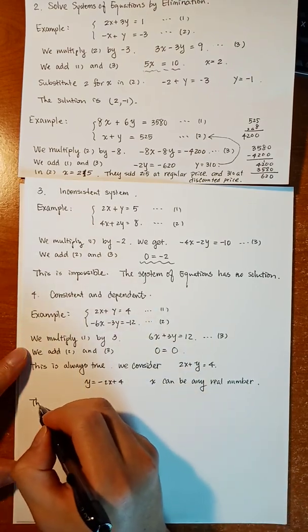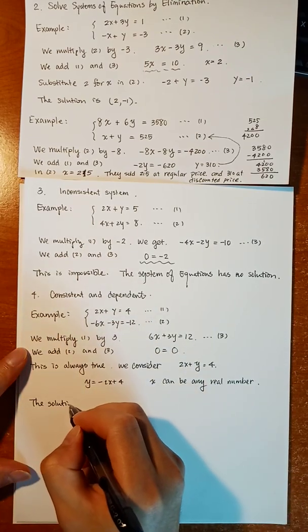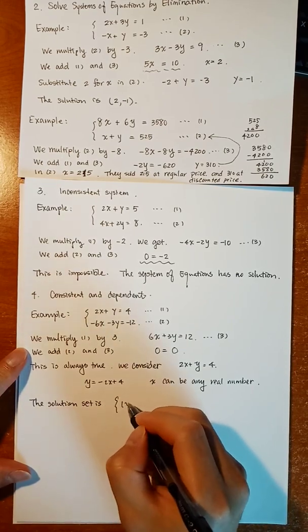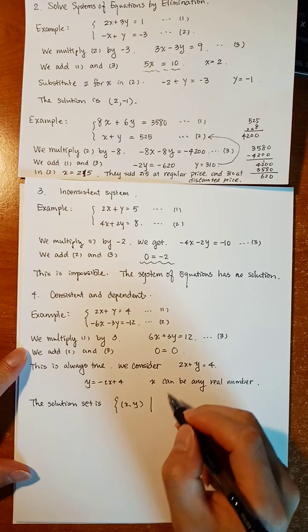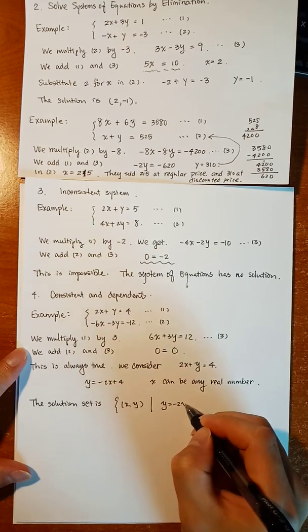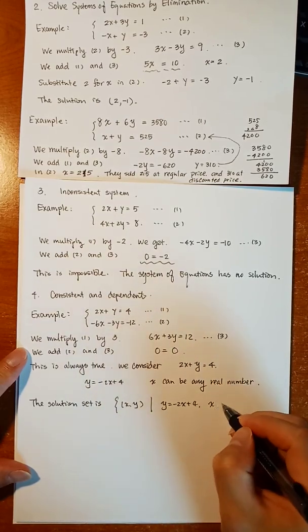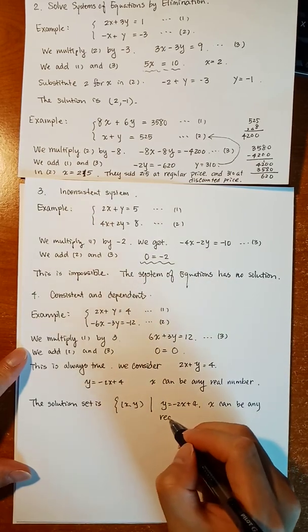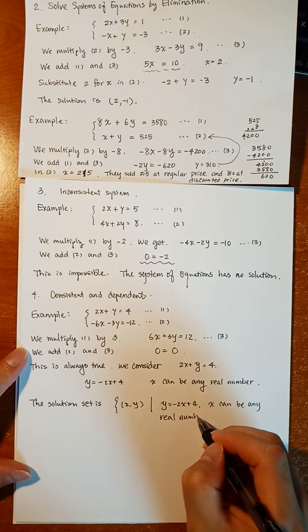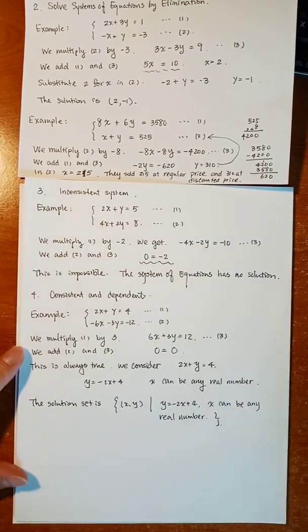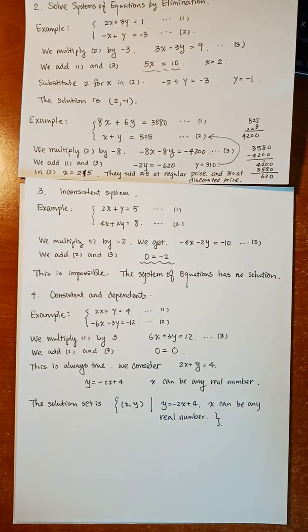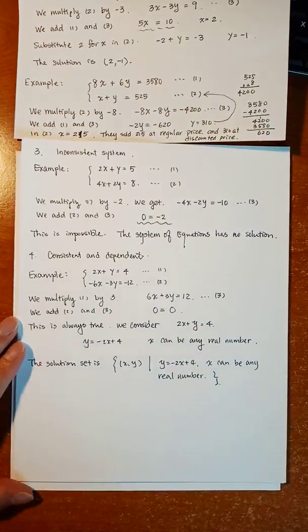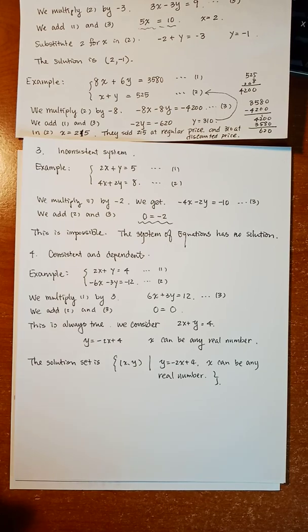So the solution set is x and y, such that y is equal to negative 2x plus 4, and x can be any real number. Right? Just because those two equations are equivalent. In our language, we will say they are dependent.